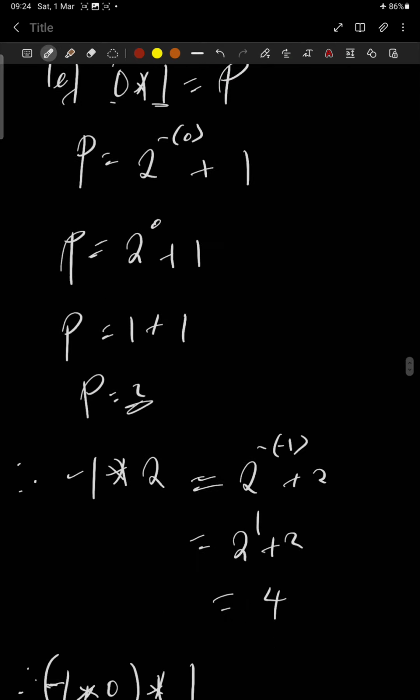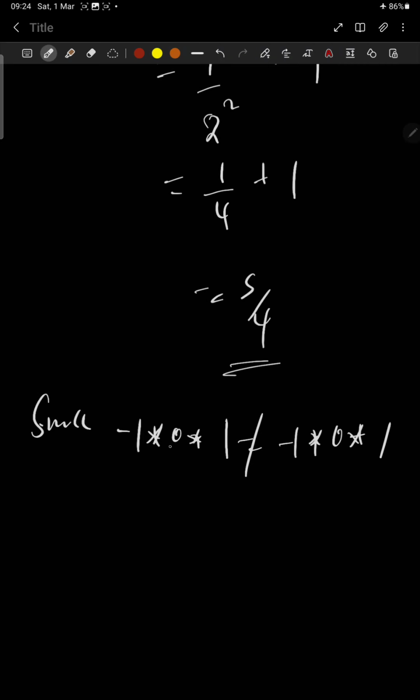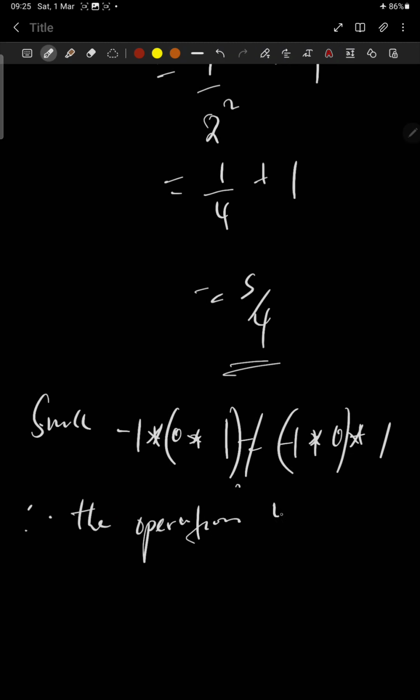Now the last part that they're telling you is to state whether the operation is associative. Okay, now notice we're going to say, since (negative 1 star 0) star 1 is not equal to negative 1 star (0 star 1), the last two and the first two, since these two are not the same, therefore the operation is not associative. Okay, so that's how you go about this question.